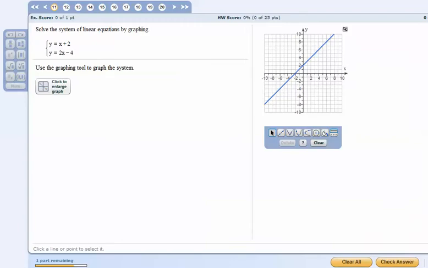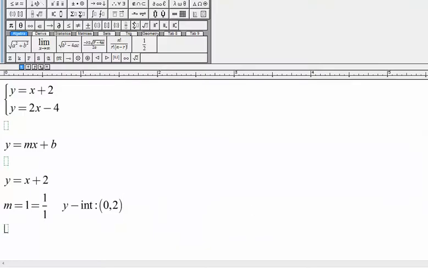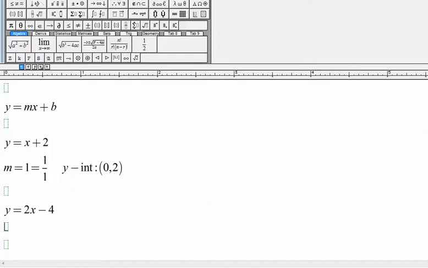We'll do the same thing for our second line. We have y equals 2x minus 4. Looking at y equals mx plus b, we can see that m is 2. So our slope is 2. And again, we want to think of that as a fraction. So we're going to think of that as 2 over 1.